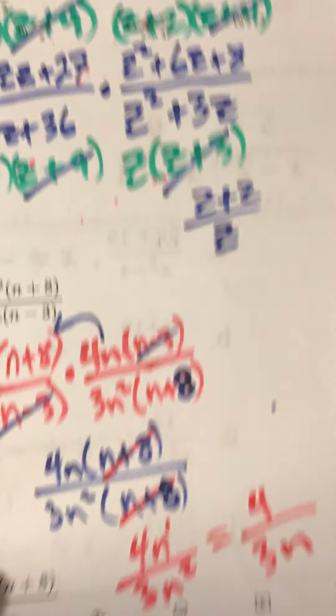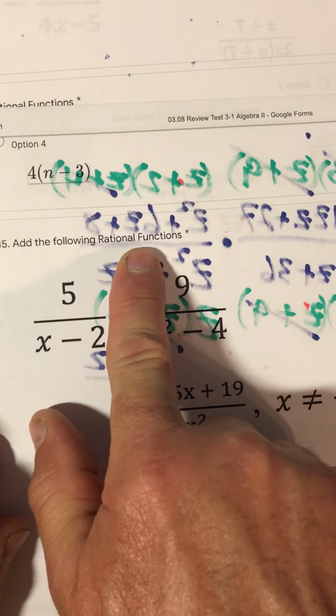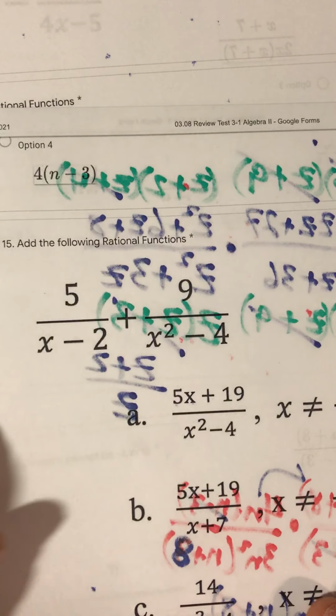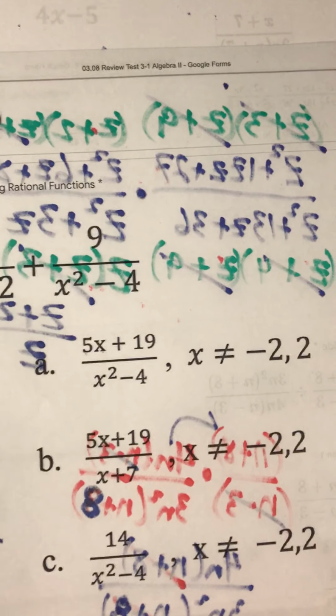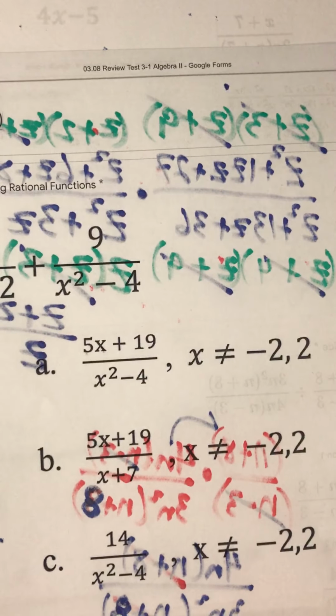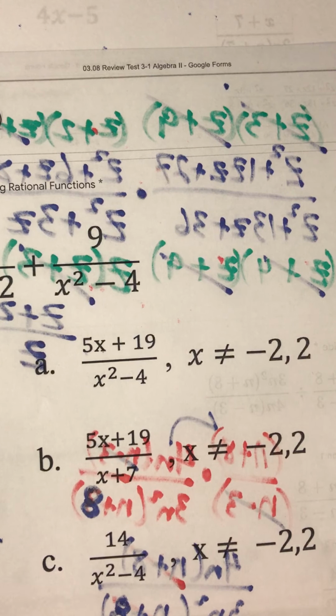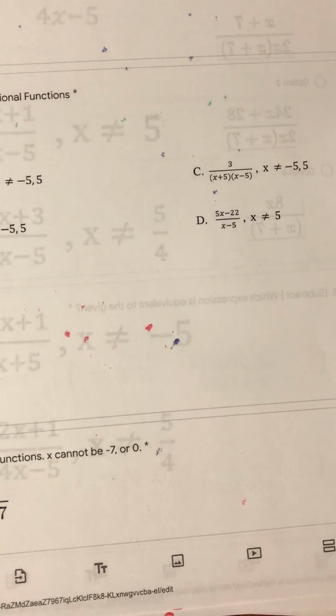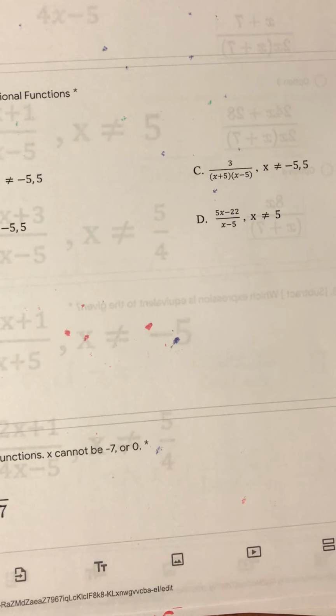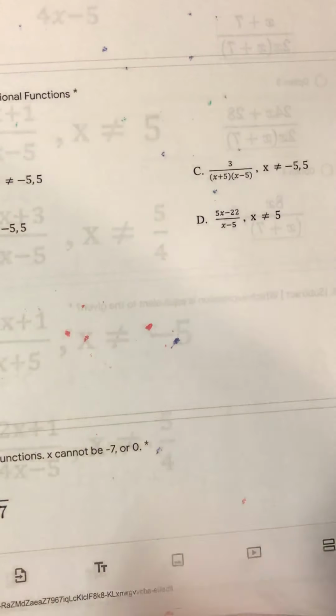Moving to 15. All right, 15: add the following rational functions. I didn't know that this was making such a mess on that next page, so I went ahead and printed it out. So here's 15.